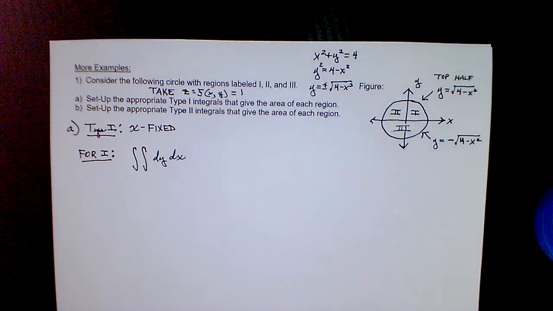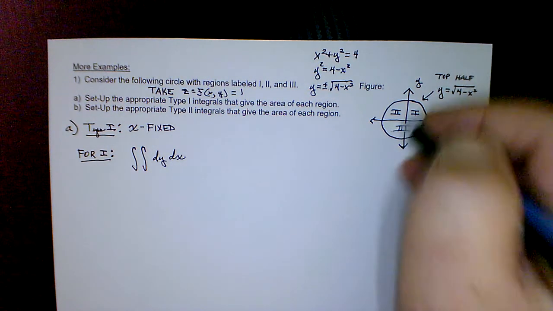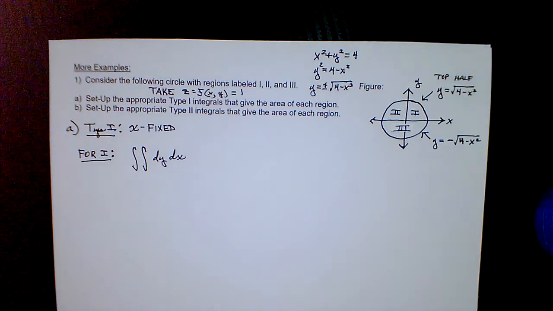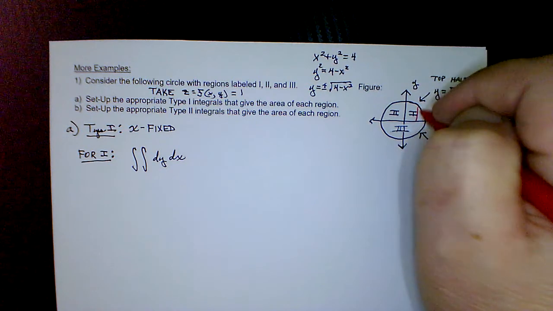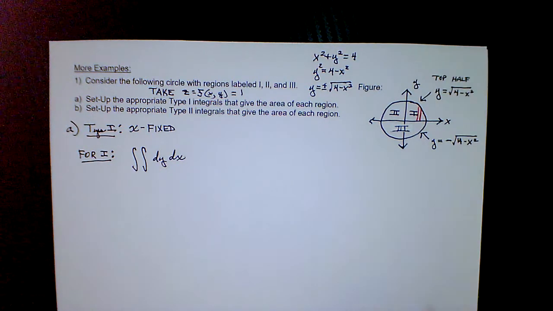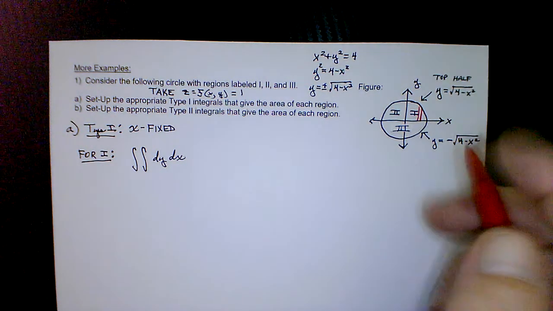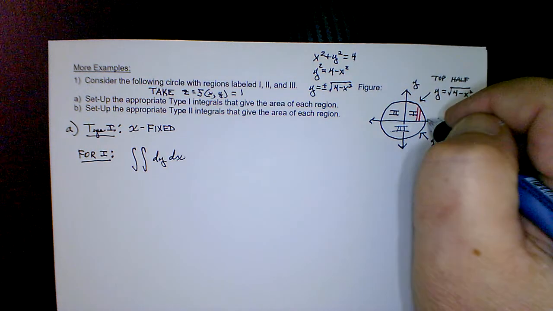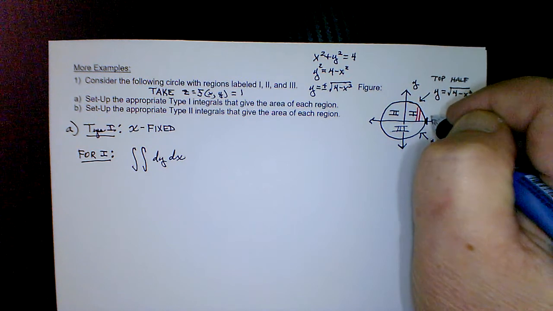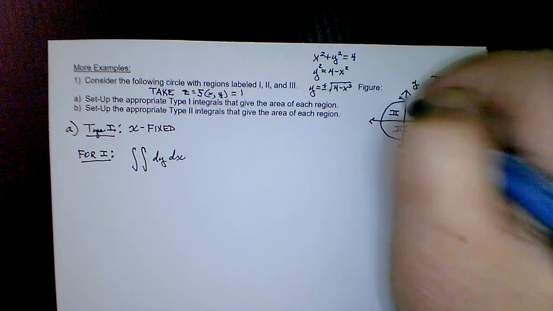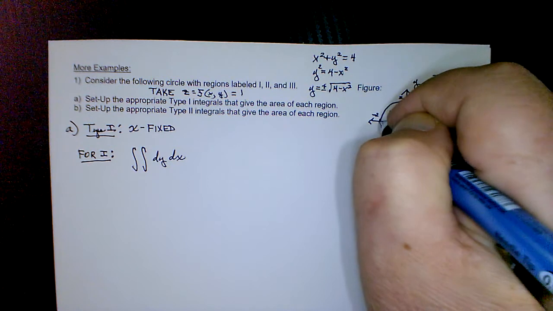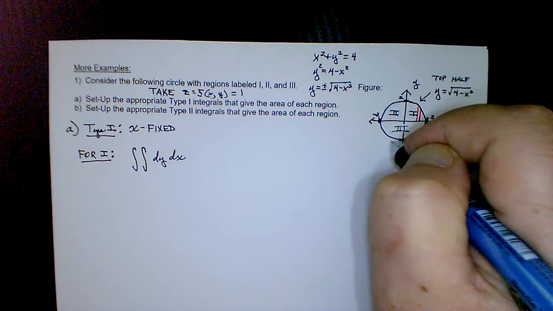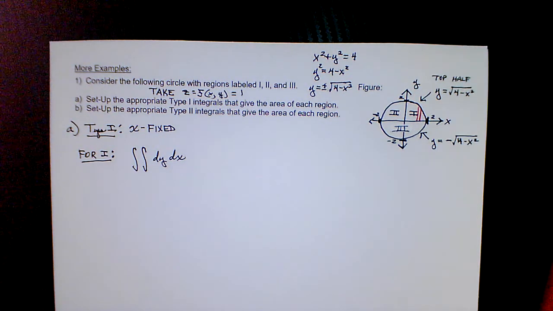And if x is fixed, and we're working on this region here, then we want vertical strips. So let's consider vertical strips in this region. Now remember, this is where x is 2 at this point, because the radius is 2. So this is going to be positive 2, this will be a negative 2 over here, and this will be a negative 2. And we're taking vertical strips in that region.